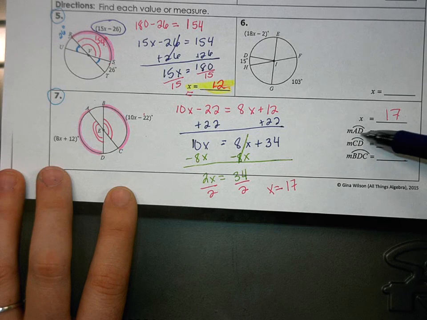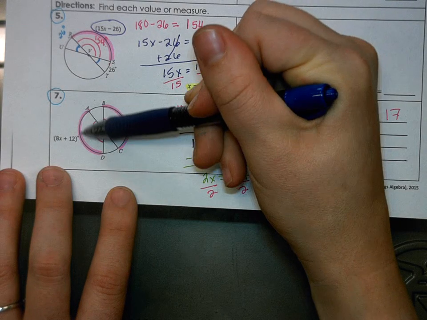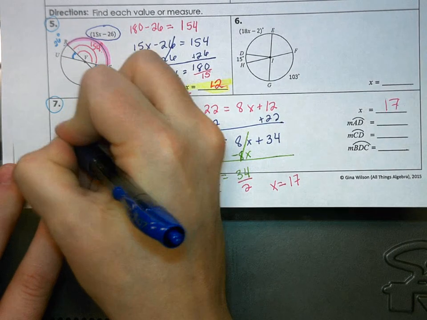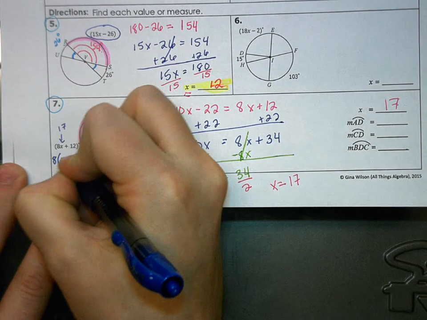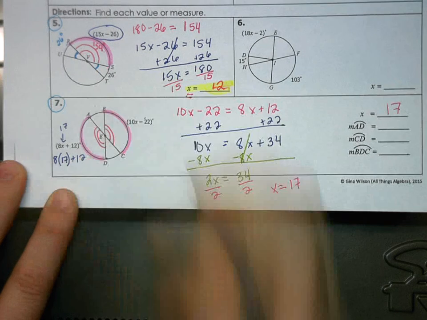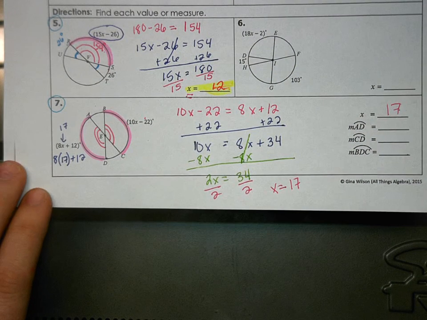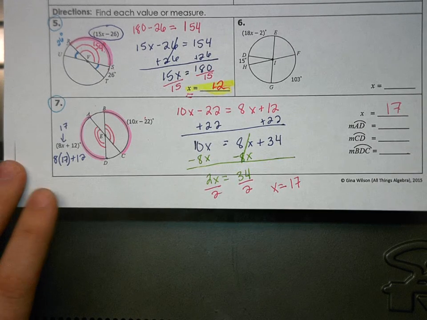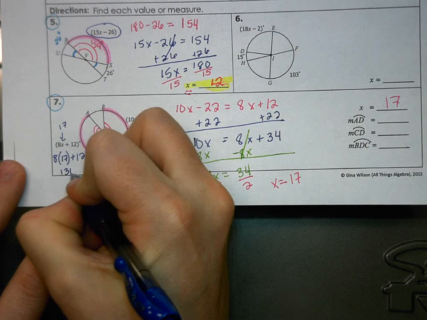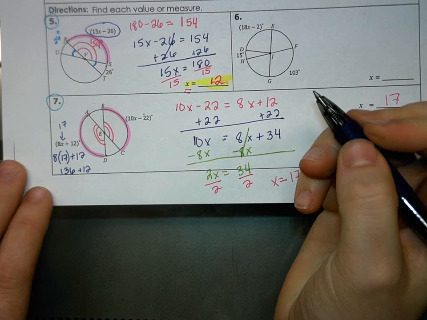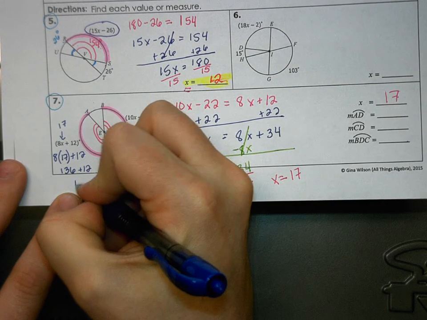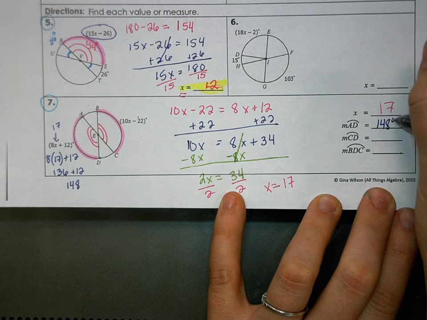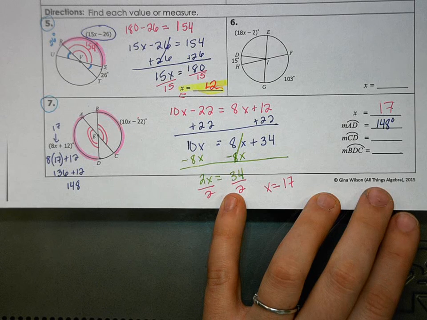What do I do with the 17 to find the measure of arc AD? Good. Plug the 17 in for x. So 8 parentheses 17 plus 12. What does 8 parentheses 17 mean? Multiply. Good. So that gives you 136. What's 136 plus 12? Very good. 148, which means the measure of arc AD is 148 degrees.